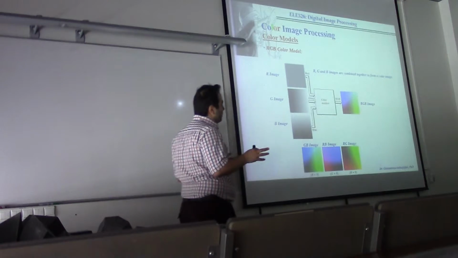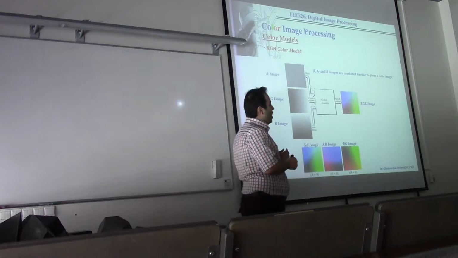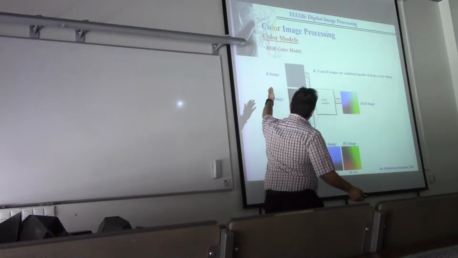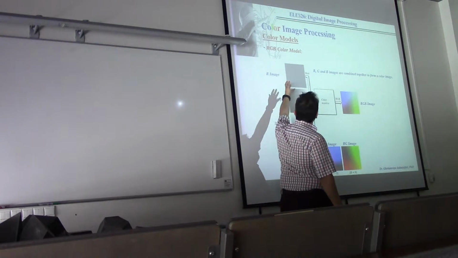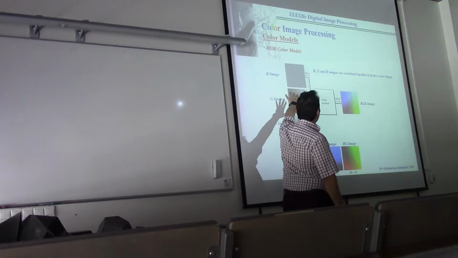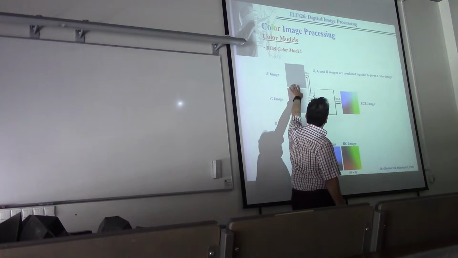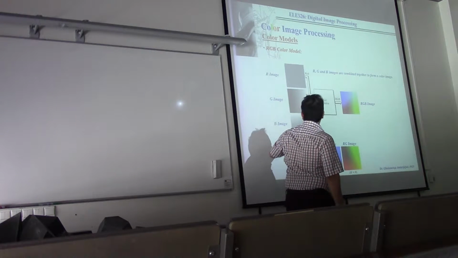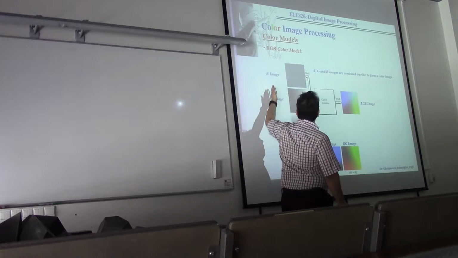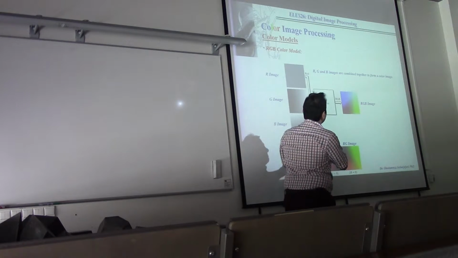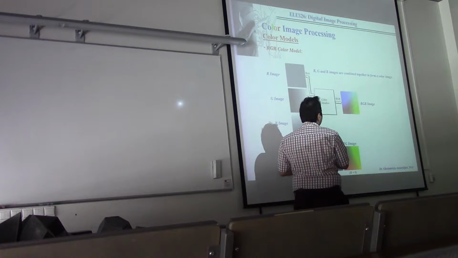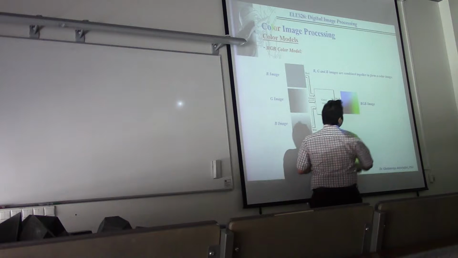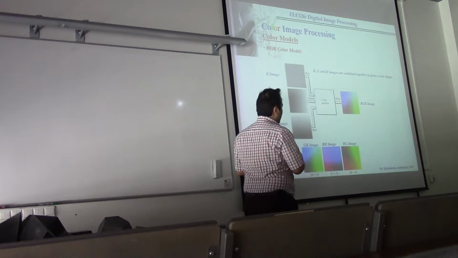And as you remember, most monitors use the RGB system, RGB space. When we want to use the RGB model, we have to have an image in the red, an image in the green, and an image in the blue. Then we can mix all the matrices or all the images to generate an RGB image. That's the combination of all colors.